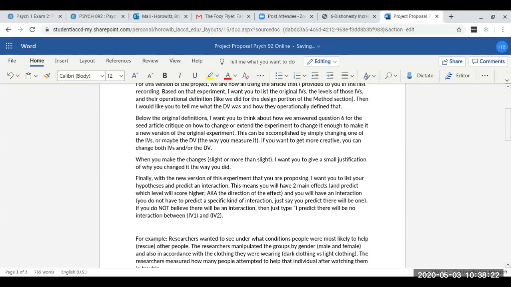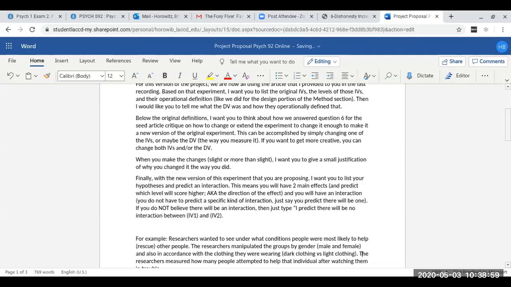Finally, with the new version of this experiment that you're proposing, I want you to list your hypotheses. There should be 2 main effects and 1 interaction. One main effect for the levels of IV1, one for the levels of IV2, and the interaction between them. So this means you will have 2 main effects and predict which level will score higher, aka the direction of the effect. And you will have an interaction. You do not have to predict a specific kind. You would just say, we predict there will be one. If you do not believe there will be an interaction and you think the lines will be parallel, then just type, I predict there will be no interaction between IV1 and IV2, whatever you labeled them.